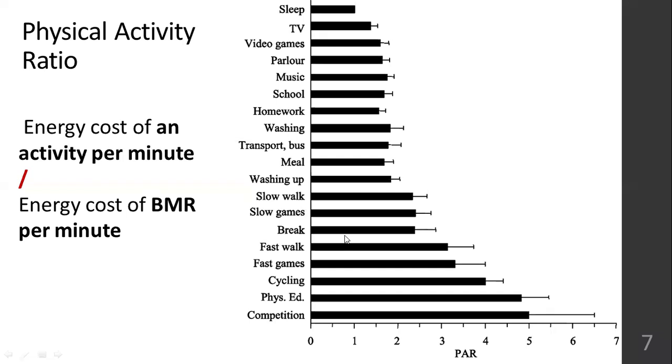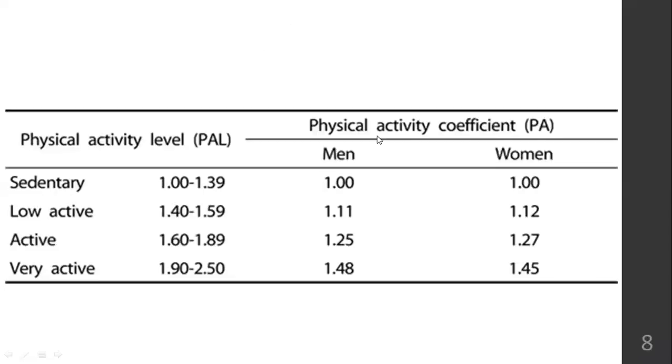So this is how you come to the conclusion of physical activity level. So far we were discussing physical activity ratio. Now it is PAL, physical activity level. When you do the average of physical activity ratio, you get an answer, and that determines whether you are sedentary, low active, very active, or hyperactive.